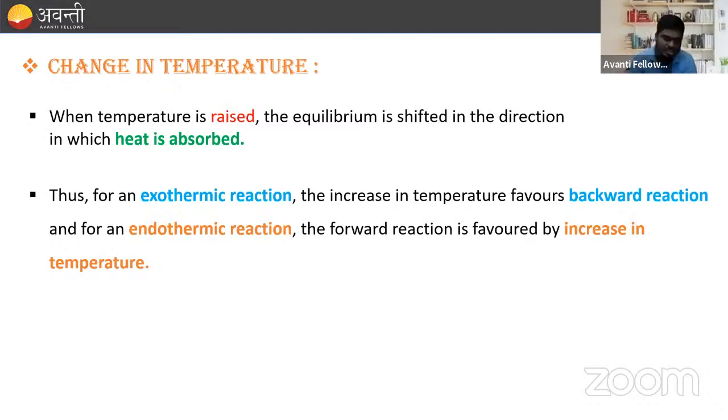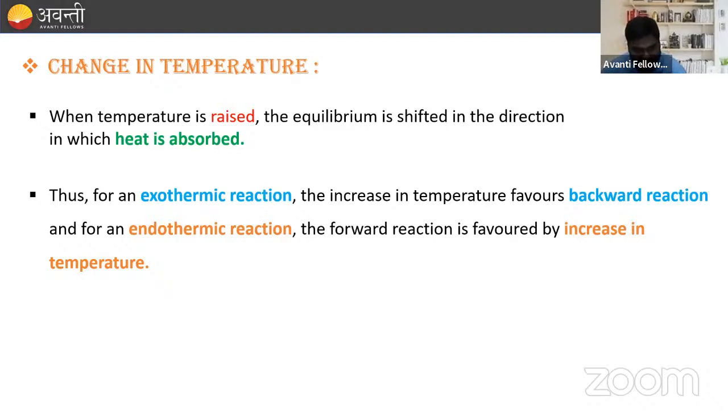Next thing is temperature. When the temperature is raised, the equilibrium is shifted in the direction in which heat is absorbed. Always remember. Thus, for an exothermic reaction, the increase in temperature favors the backward reaction, and for an endothermic reaction, the forward reaction is favored by the increase in temperature, because when the temperature is raised, the equilibrium shifts in the direction in which heat is absorbed.